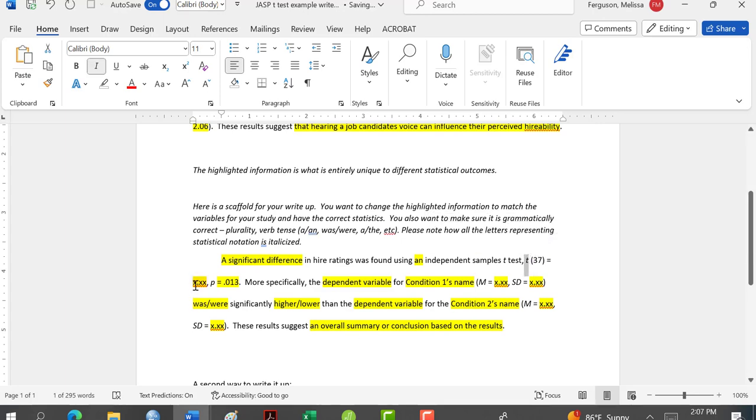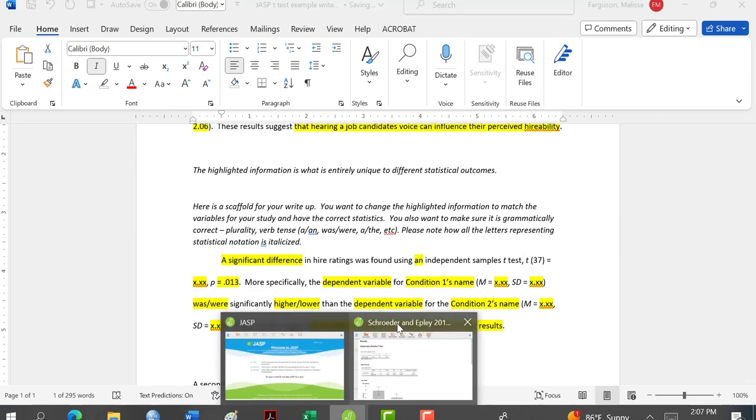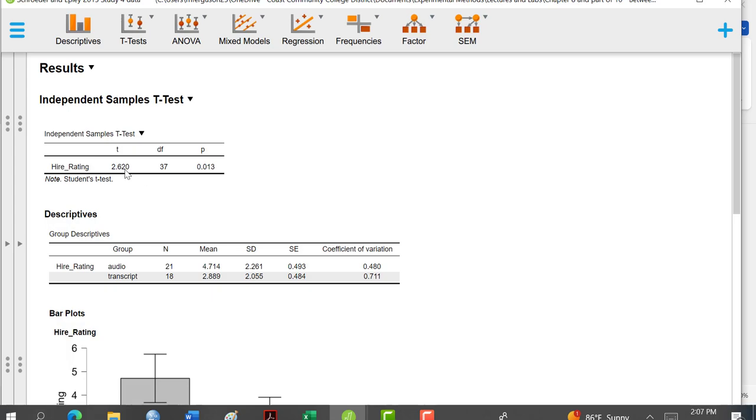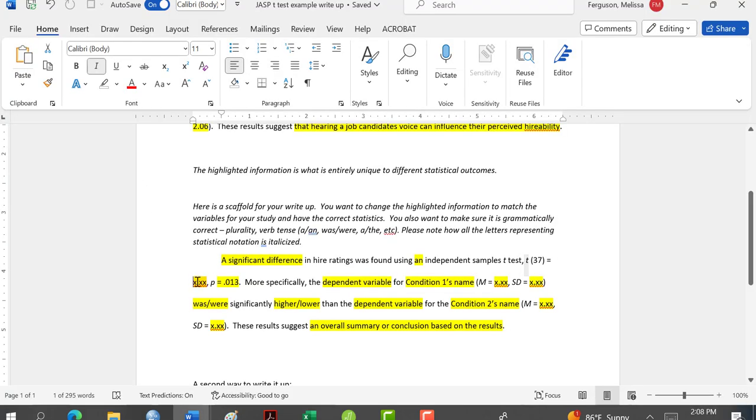Now we need that t statistic. I've already accidentally filled in the p-value for you, but I'll show you where that is. So the t statistic is going to be 2.620. We'll just go with 2.62. 2 decimals is sufficient unless you need more to demonstrate something particular. We already said that p-value we saw was 0.013. And note that you don't need a 0 before the decimal because a p-value will never be more than the value 1.